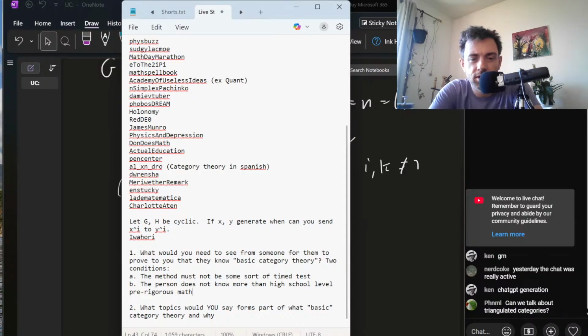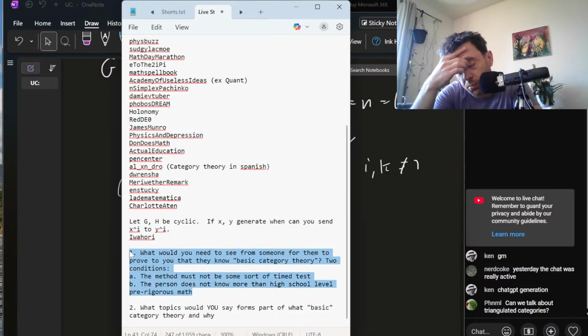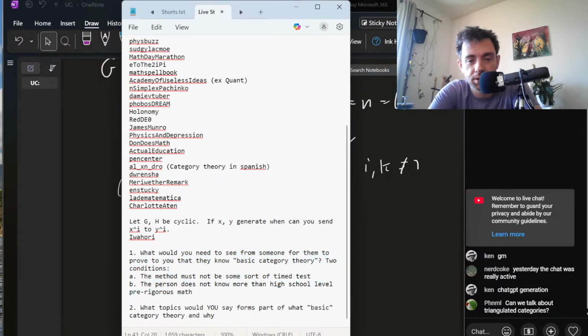Yeah, so I would say that it's a difficult goal to accomplish. Maybe some worked exercises, worked solutions that are very clearly in their own words. That would be the best thing to do, but that means worked proofs. So that does conflict with B a little bit. What topics would I say form part of basic category theory, and why?